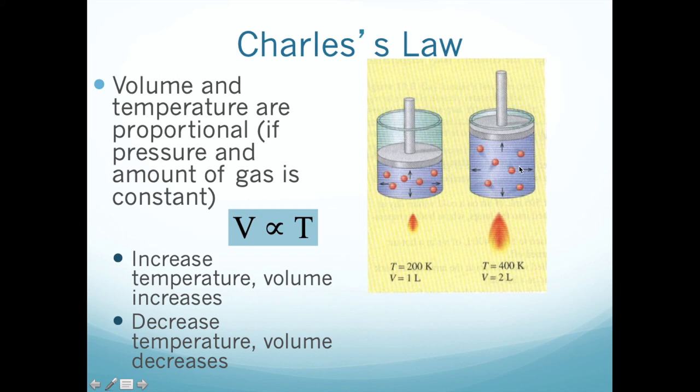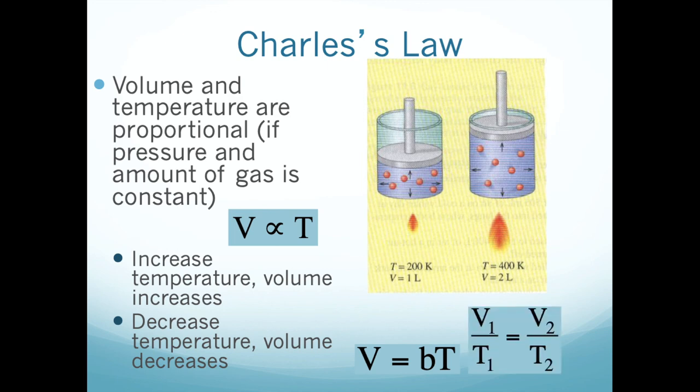Okay, so how are we going to mathematically describe that? We know that volume here is equal to some constant times temperature. In this case, that constant is 200, right? 1 times 200 is equal to 200. 2 times 200 is equal to 400. So again, if you want to write this out as a relationship, the way you often see Charles' law written is V1 over T1 is equal to V2 over T2. So your initial volume divided by your initial temperature will equal your final volume divided by your final temperature. 1 divided by 200 is going to be the same as 2 divided by 400.